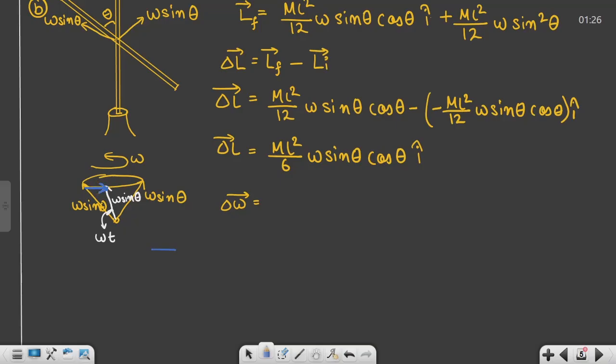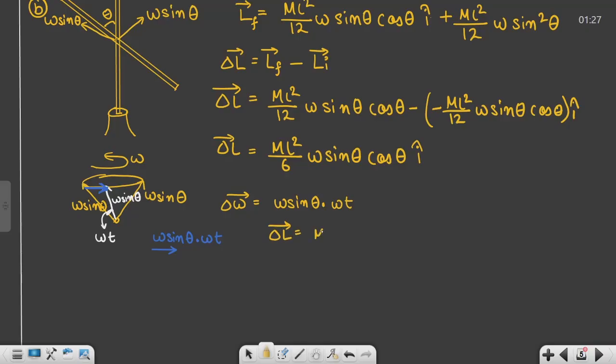I need to understand the value of this vector. See, if I consider this portion as a circle, and this as the arc of the circle, this is angle omega t. So this vector is nothing but radius into angle. And what is the radius? Omega sine theta. What is the angle? Omega t. So this portion is nothing but omega sine theta into omega t. So change in angular velocity is nothing but omega sine theta into omega t. Understood? It happened in time t.